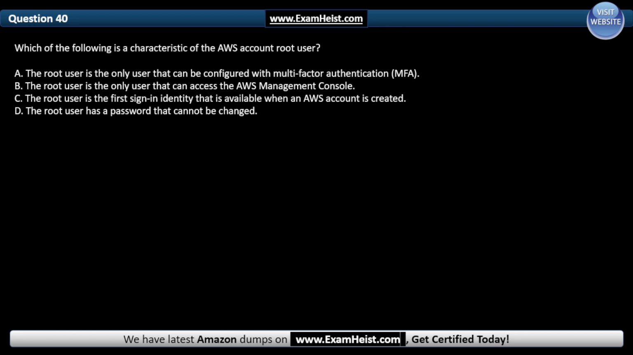Question 40. Which of the following is a characteristic of the AWS account root user? The correct answer is C. The root user is the first sign in identity that is available when an AWS account is created.